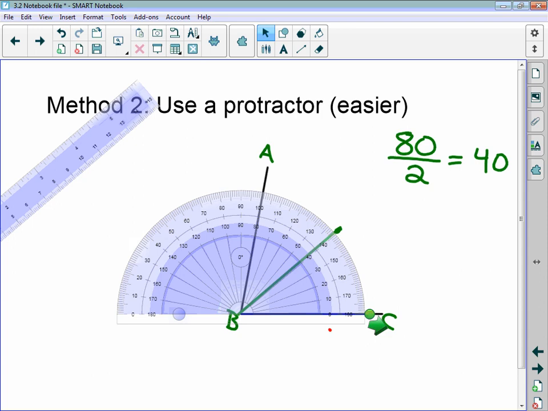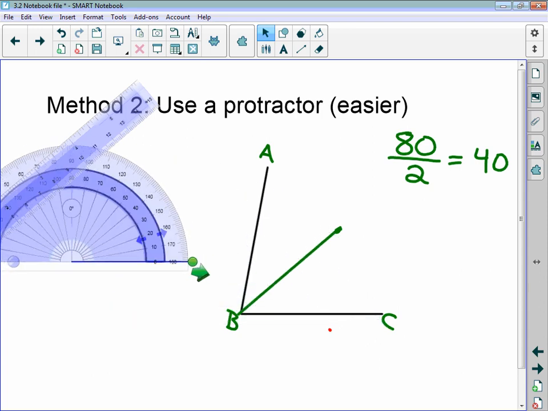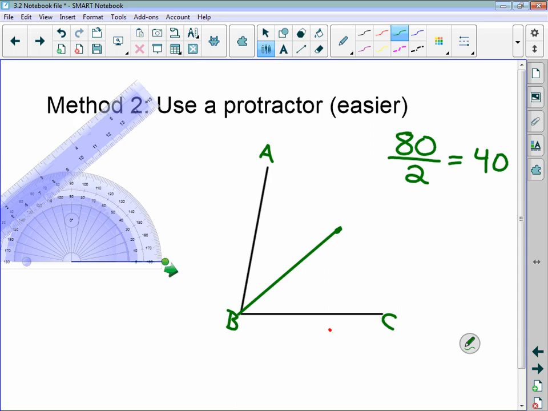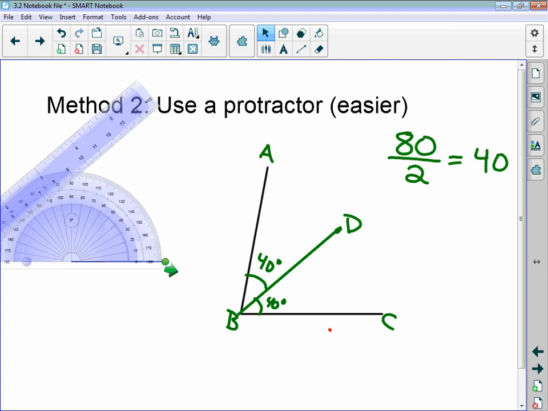Each one of those is 40 degrees. It cuts my 80-degree angle in half. So again, I could say, well, this is 40 degrees, and this is 40 degrees. And in total, it's 80 degrees, but I've cut it in half. And those are the 2 ways to find an angle bisector. The end.